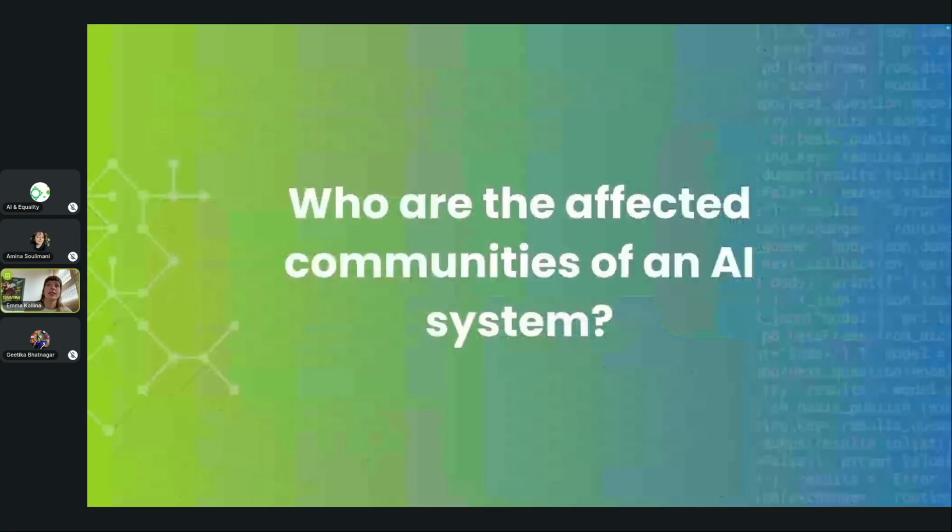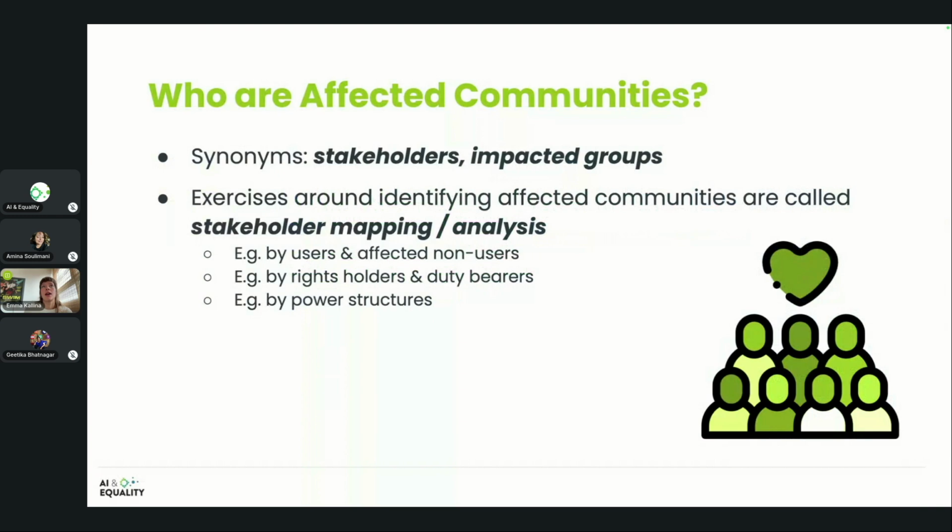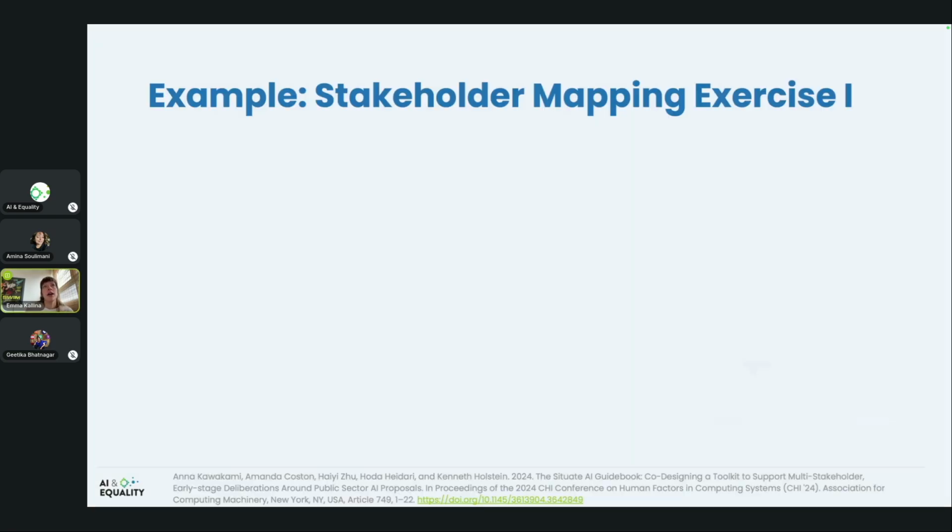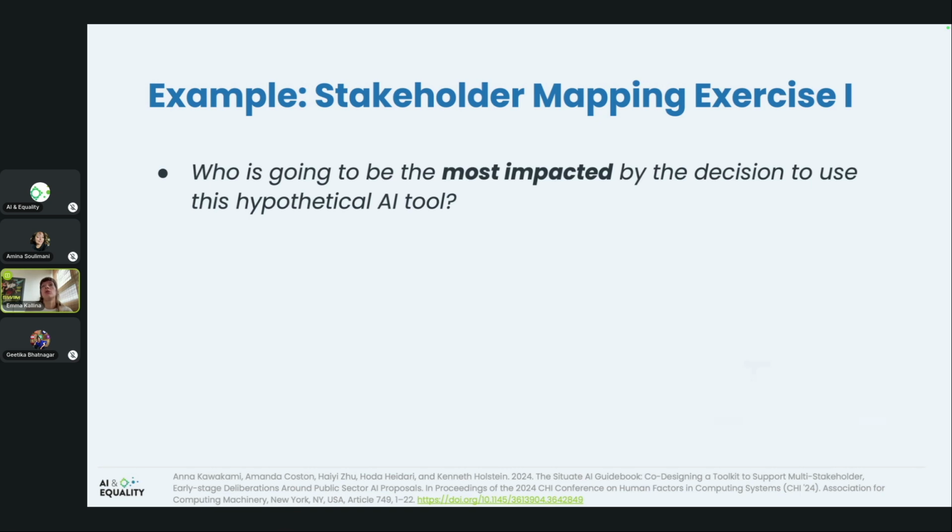Let's start with the first one. Okay, so who are the affected communities of an AI system? They're often also called stakeholders or impacted groups. And you can identify them with exercises called stakeholder mapping or analysis. This can be done by who's a user or an affected non-user, who's a right holder, so whose rights could be compromised, and who has the duty to make sure that this doesn't happen, so the duty bearer, or by power structures.